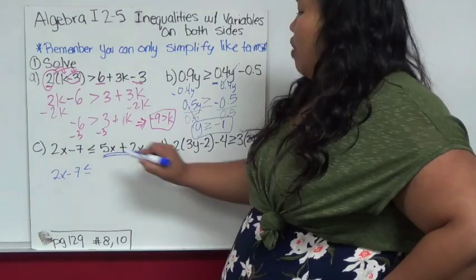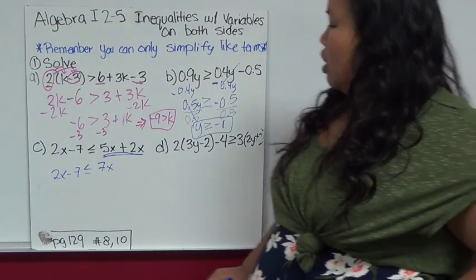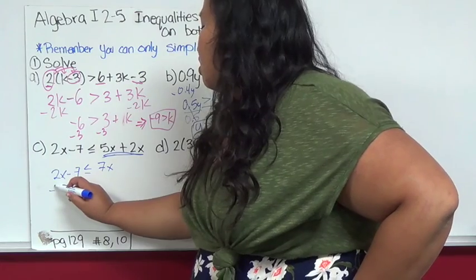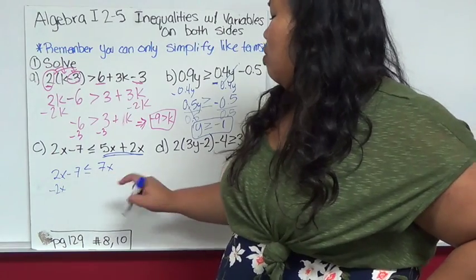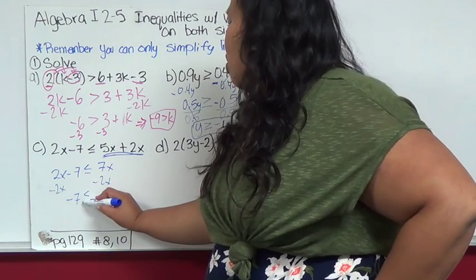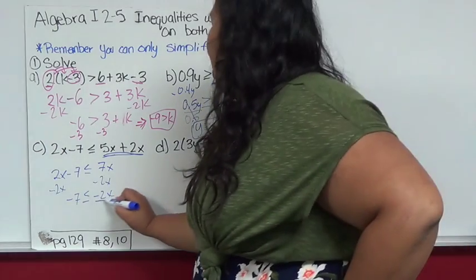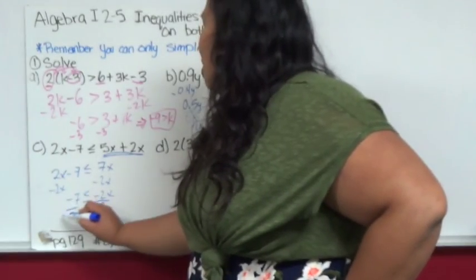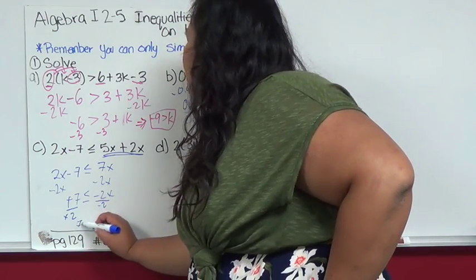So 5x plus 2x gives me 7x. Okay? And then I'm going to go ahead and subtract 2x from both sides and bring it here. Not 7, because this has an x, that means it would be like terms. So minus 2x. So negative 7 is less than or equal to negative 2x, right? And then I'm going to divide by negative 2, because I want to separate the negative 2 and the x. Divide by negative 2. The negatives cancel out, giving me a positive 7 over 2.